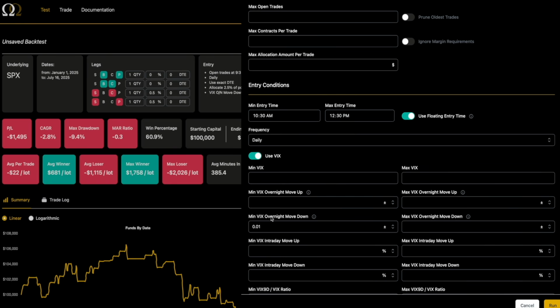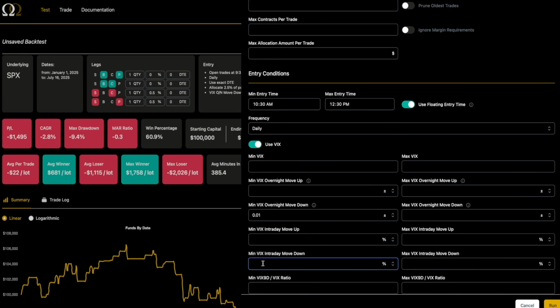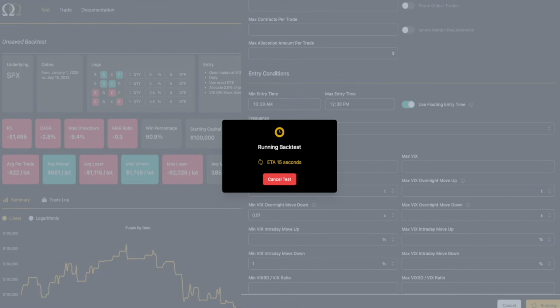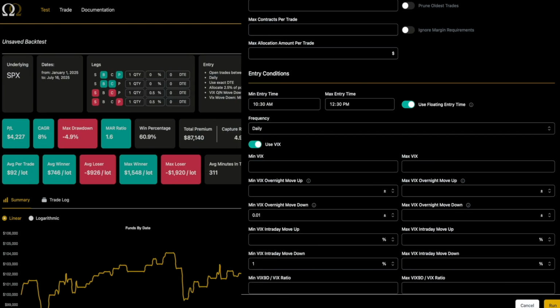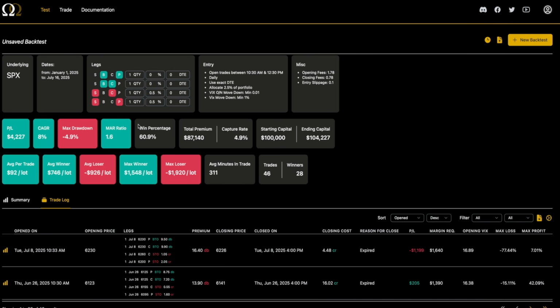Okay. And what we're going to do is put a minimum VIX intraday move down. What is the thesis behind this? Because a lot of backtesting is you have a thesis, you have an idea, and you want to test it. Well, the thesis behind this, and there we go, we're already getting somewhere, is simply that we want to enter at a little bit of a discount.